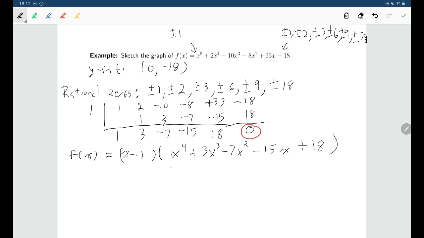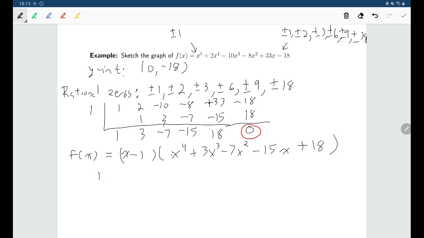Now, when we're looking at what's left over, even though we found that x minus 1 was a factor for our polynomial f of x, x minus 1 might also still be a factor of what's left over. So even though we found that 1 was a 0, we should check to see whether 1 is a repeated 0. Maybe it's a 0 of what's left over.